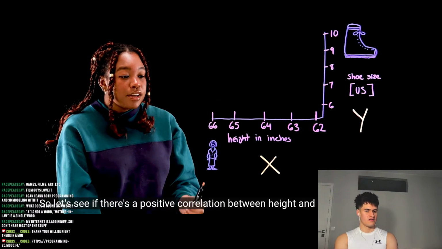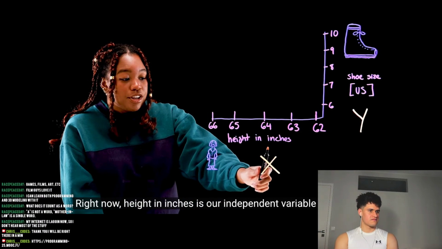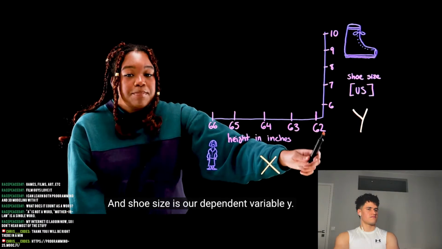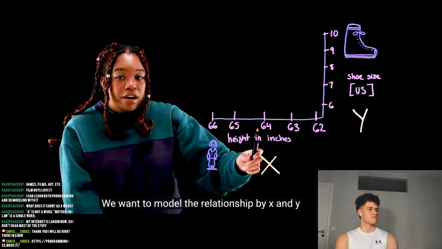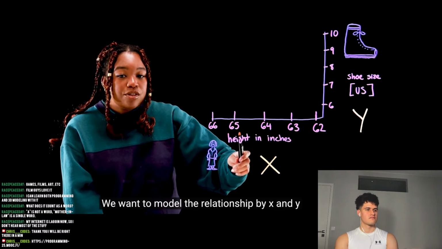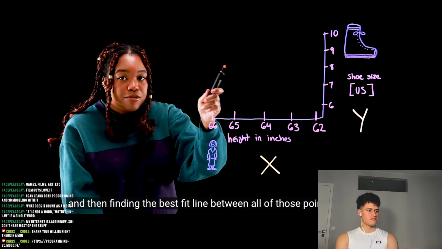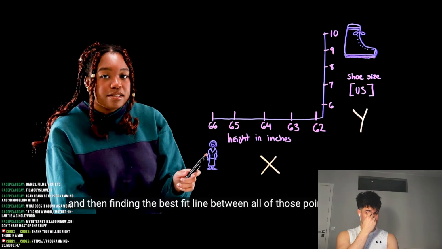Height and shoe size. Right now, height in inches is our independent variable x, and shoe size is our dependent variable y. We want to model the relationship between x and y by plotting all of these points on the graph and then finding the best fit line between all of those points.